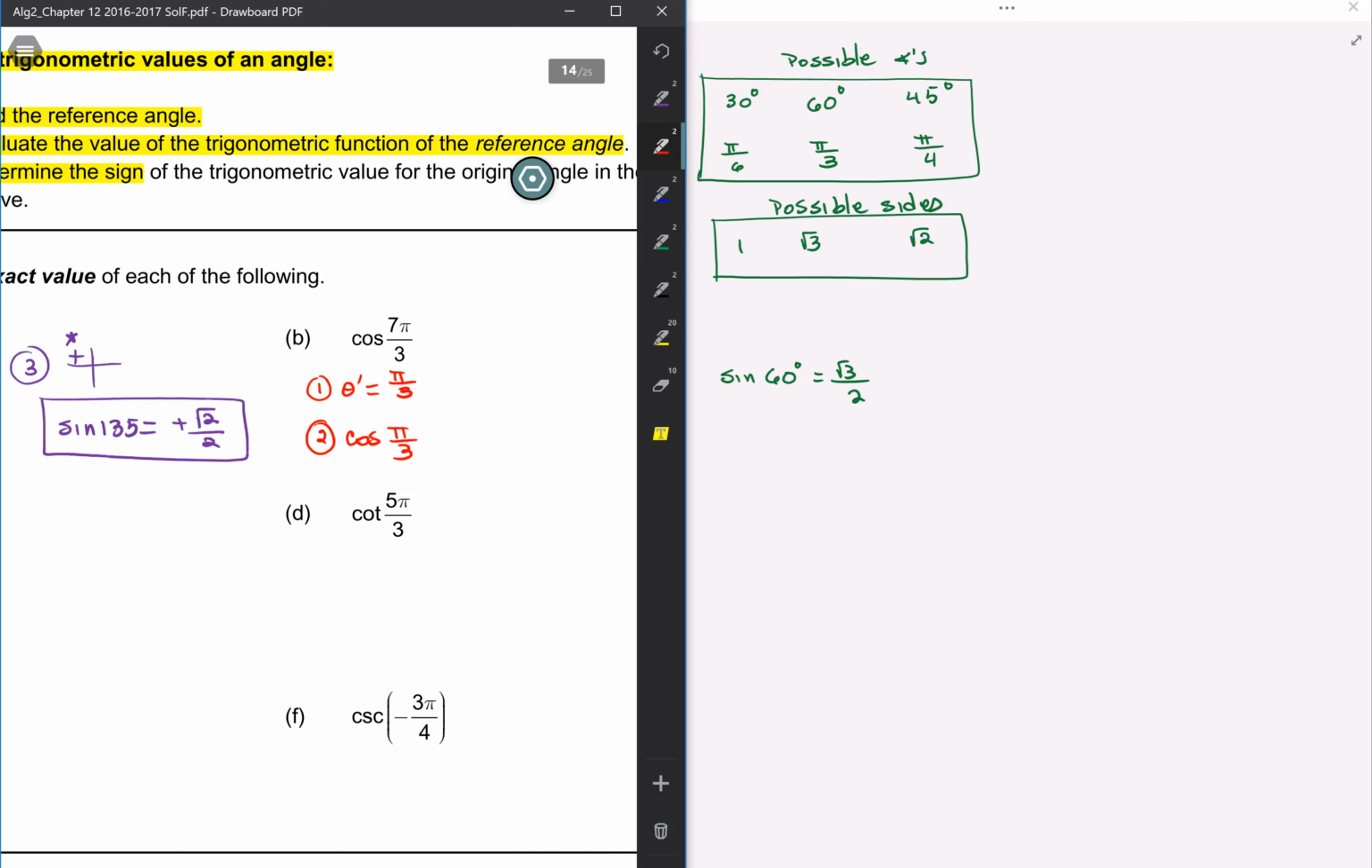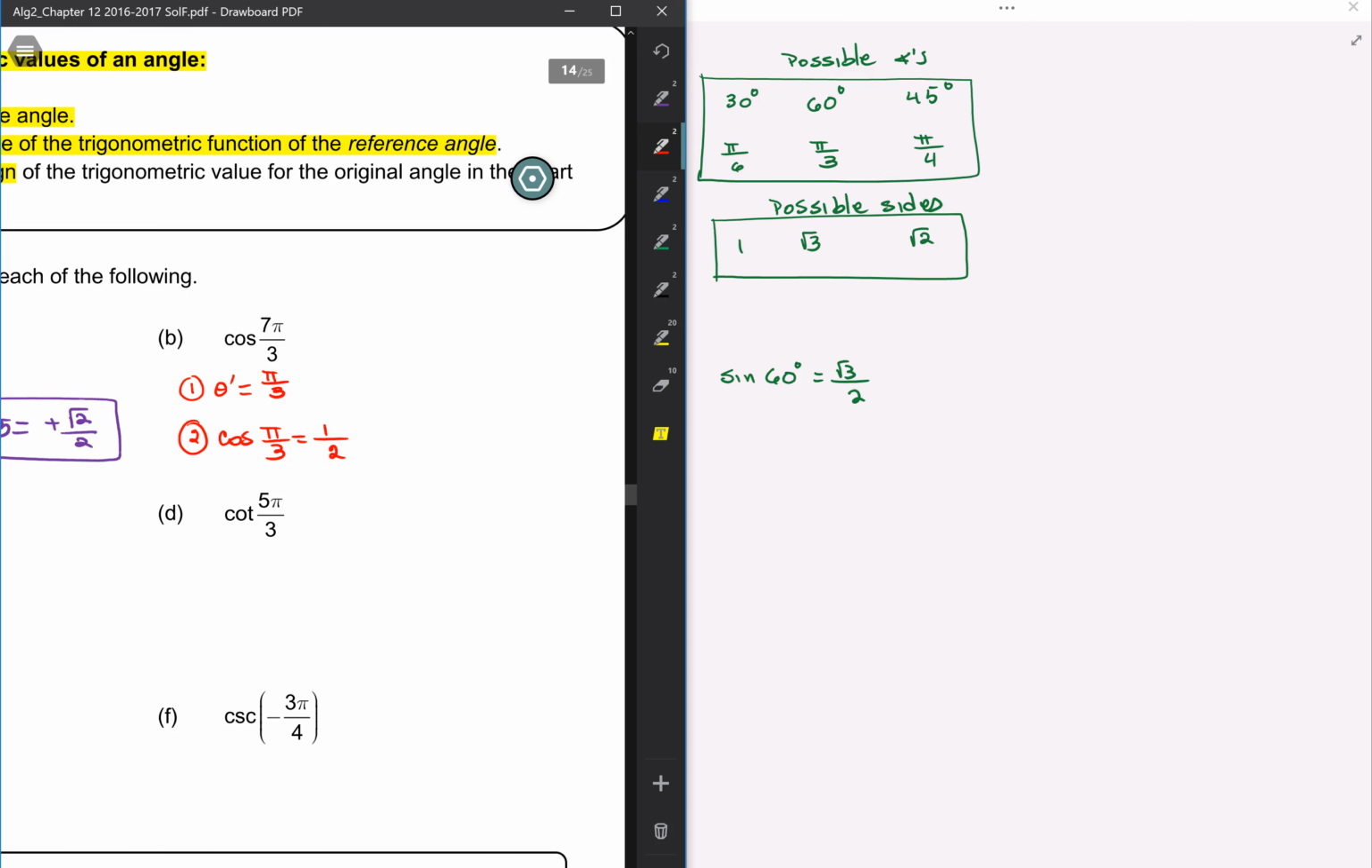Okay, so here we go. Is pi over 3 the smaller or the larger angle? Larger. So which side does it face? The larger, which is root 3, right? But is cosine the side that it faces or the one that's horizontal? Horizontal. So if it faces root 3, the horizontal is 1, over 2.